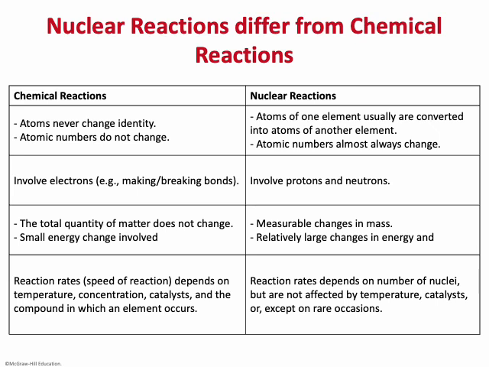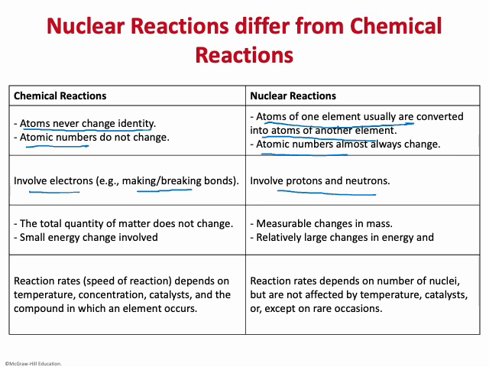And how? In chemical reactions, atoms never change their identity. Never. Atomic number never changes. In nuclear reactions, though, most of the time an atom of one element will be converted into an atom of another element, and atomic number will almost always change. Chemical reactions only involve electrons, meaning making a bond or breaking a bond. Nuclear reactions involve protons and neutrons.